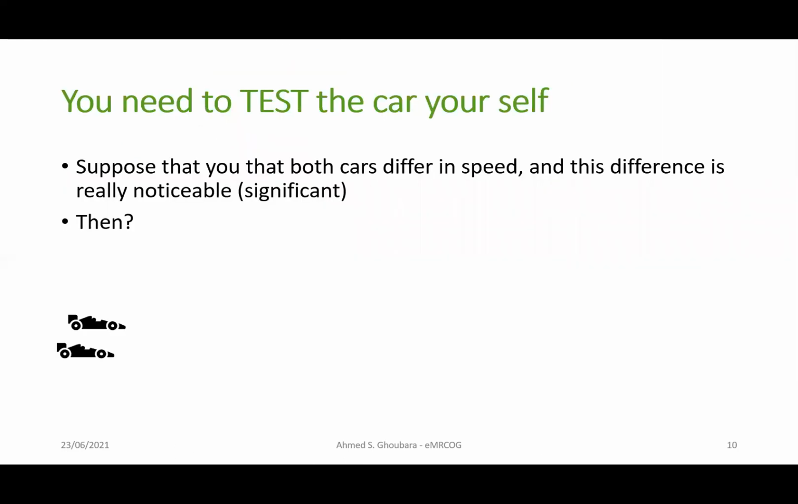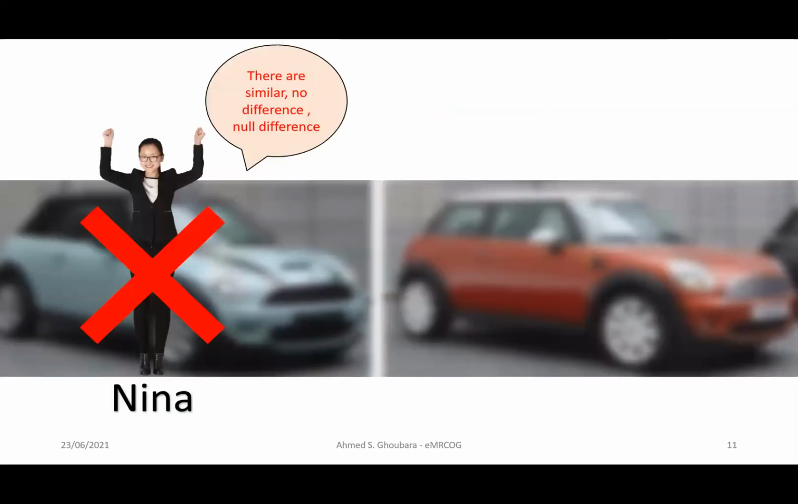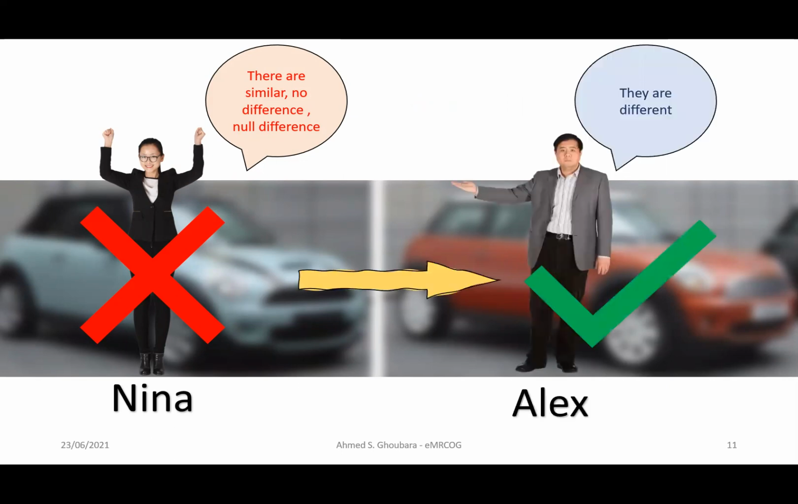Suppose, in another context, you drove the cars and you figure out that, no, they have different speeds, and the difference is really noticeable. Okay? The difference is really noticeable this time. Then you will reject what Nina said because they're different. You can notice the difference between the speeds of both cars. And this time, Alex was right. Yeah, they are different.